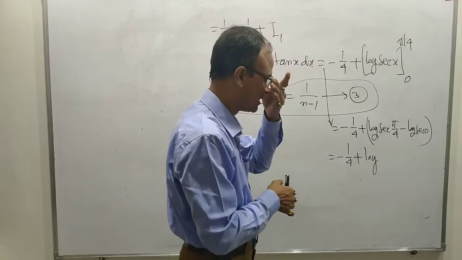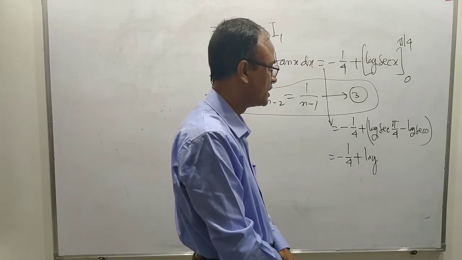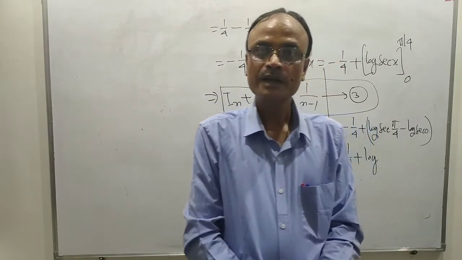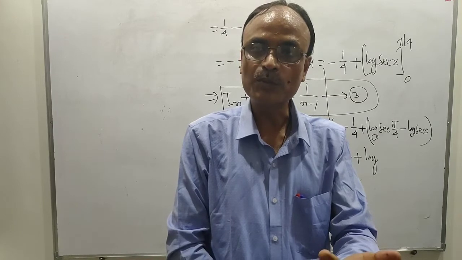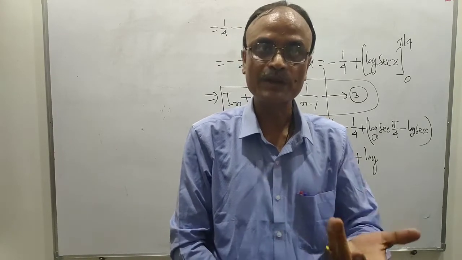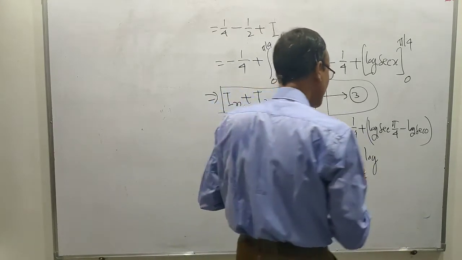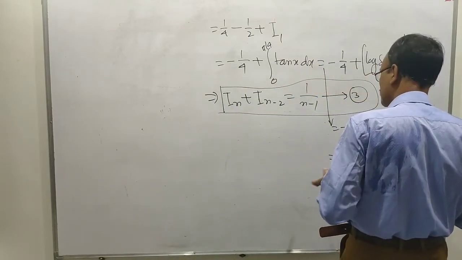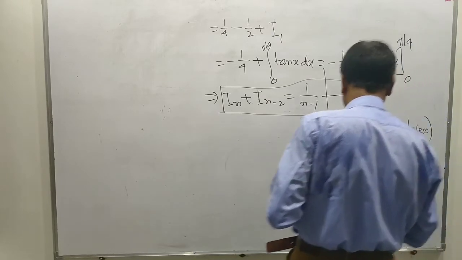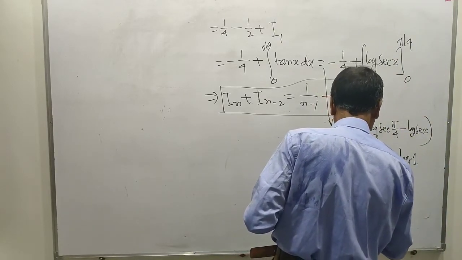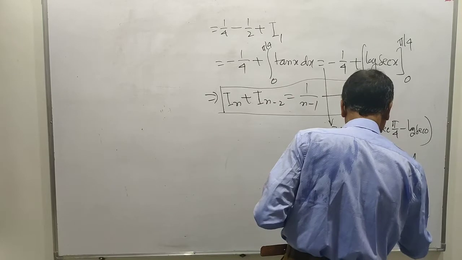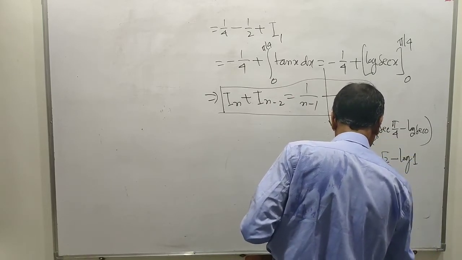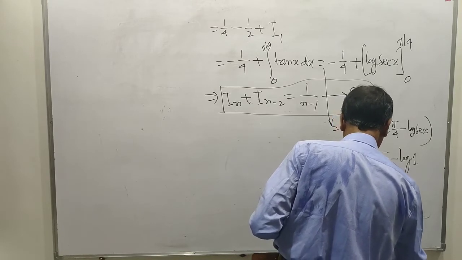If you put 0 to pi by 4, what is the value of sec pi by 4? The value of cos pi by 4 is equal to 1 by root 2. The value of sec pi by 4 is equal to root 2. Log of root 2 minus log of sec 0, sec 0 is equal to 1. This is equal to minus 1 by 4 plus log of 2 to the power half minus 0. This is equal to minus 1 by 4 plus half log 2.